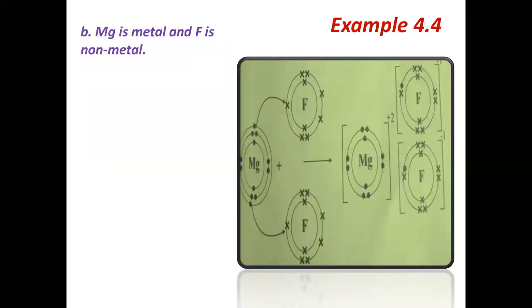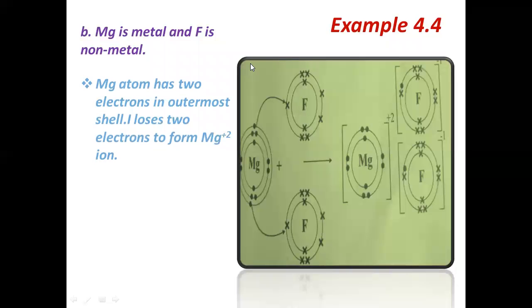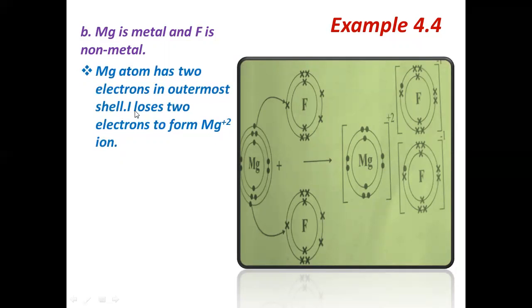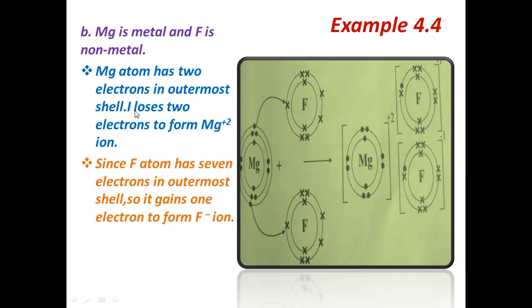Example 4.4 part B. We have to represent electron dot and cross structure for the formation of magnesium fluoride. So the magnesium atom has two electrons in its outermost shell, it loses two electrons to form divalent magnesium cation. Since the fluorine atom has seven electrons in the outermost shell, it will gain one electron to form fluoride. And you can see magnesium, and then here we use two fluoride ions.